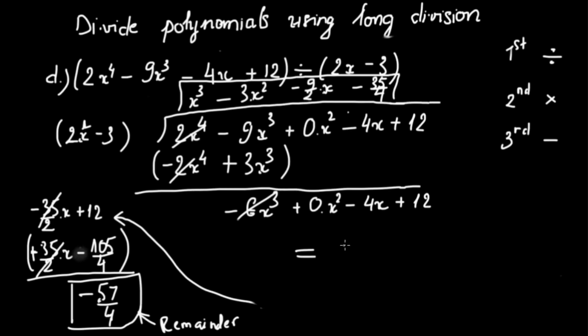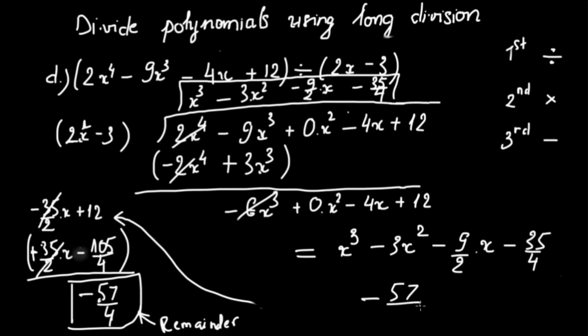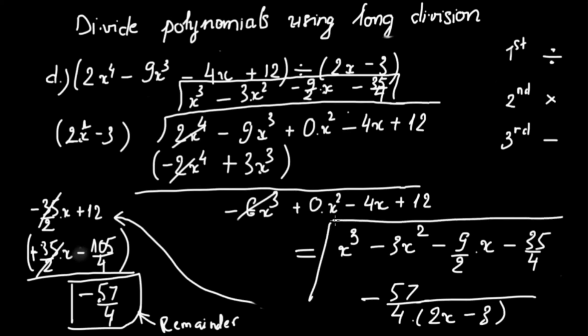Equal, we put the quotient here, x to the third minus 3x squared minus 9 over 2 times x minus 35 over 4. And because the remainder is not 0, we need to include the remainder, which is minus 57 over 4 divided by the divisor. So you put divisor at the bottom, 2x minus 3. And this is the final answer for question D.